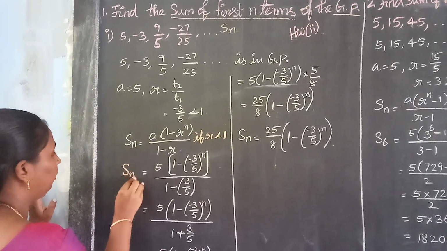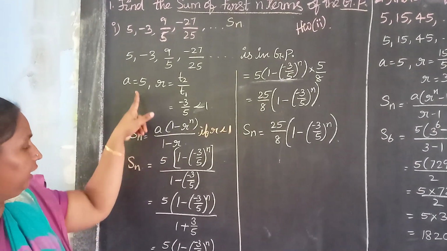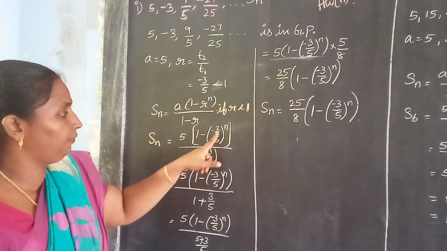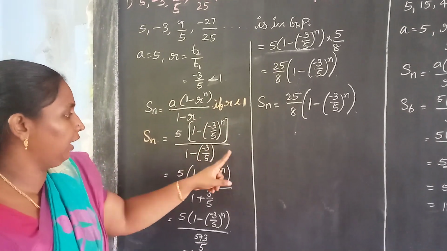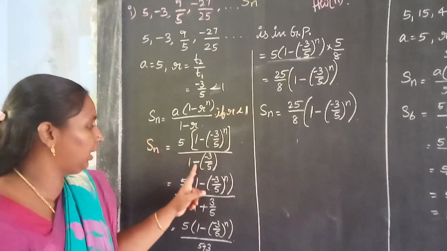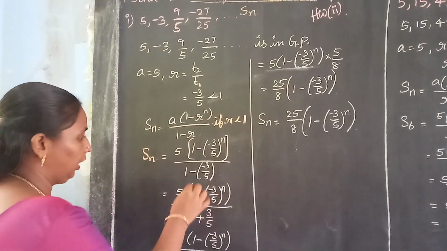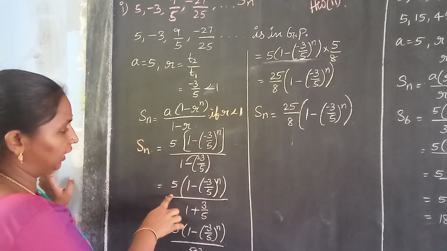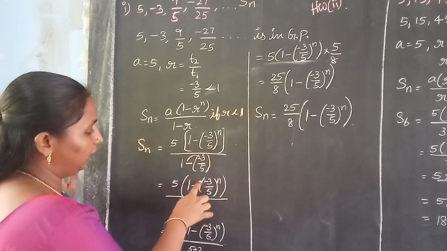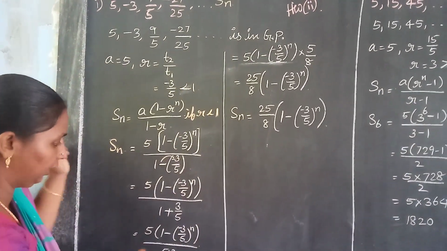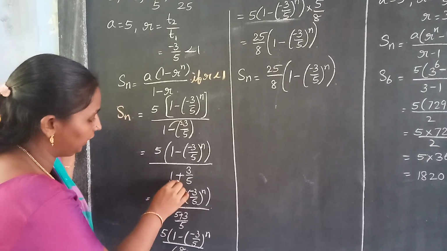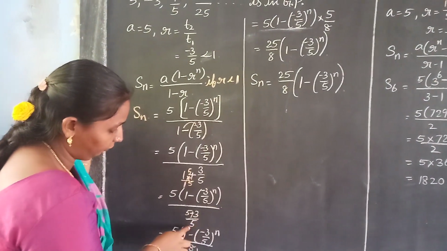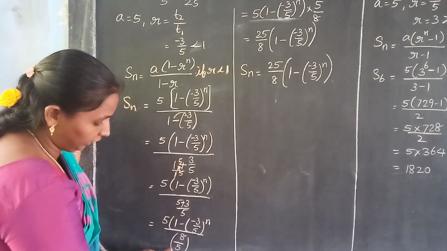Okay, so now we are going to find Sn only. A is 5 into 1 minus R, that is minus 3 by 5, whole power n, divided by 1 minus R. Now 1 minus of minus 3 by 5: minus into minus will get plus 3 by 5. Write the numerator as it is, 5 into 1 minus minus 3 by 5 whole power n. So 1 plus 3 by 5. Now here take LCM. Multiply and divide by 5, you get 5 plus 3 by 5. 5 plus 3 by 5, now you get 8 by 5.